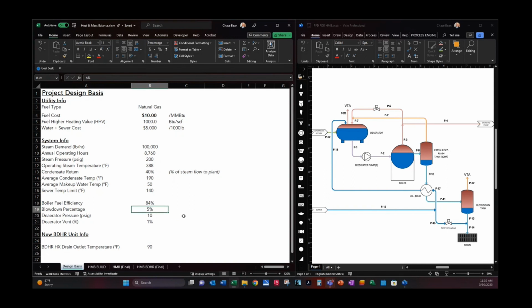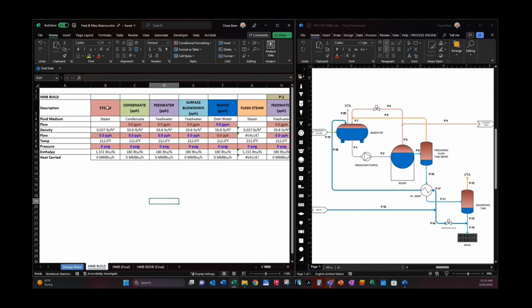The blowdown percentage of the boiler is 5%. Deaerator pressure 10 pounds. Deaerator vent rate is 1%. And the blowdown heat recovery manufacturer has given us an expected performance of 90-degree outlet. So there's a lot of numbers there, but they're intended to represent the type of data points that you would gather on site, and then come back to the office and start building out a heat and mass balance.